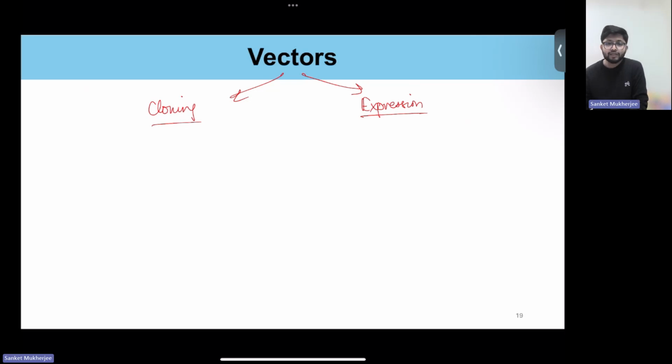In case of cloning vectors, you check for the mechanism of transcription, replication, things like that.